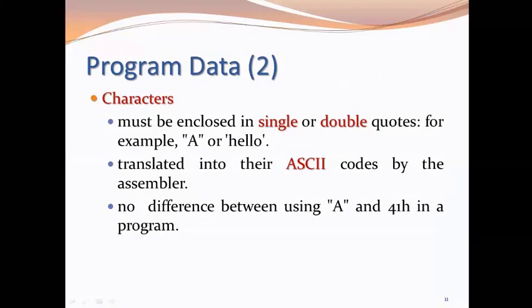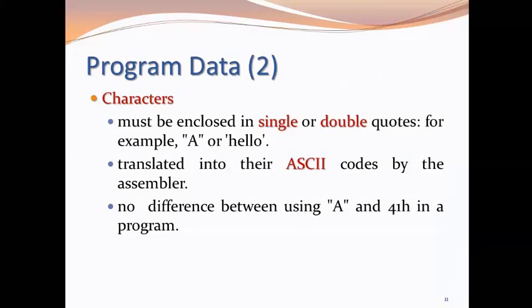So hello is coming inside a single inverted comma, like this one. This is single inverted comma and this is double inverted comma. Okay, and it is translated there. When you are writing this kind of characters or string, it is converted to the ASCII code by the assembler. So immediately after writing this kind of character inside the double or single inverted comma, the assembler will take the opportunity to convert it to the code.